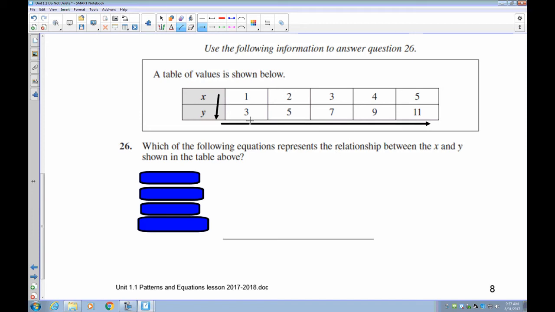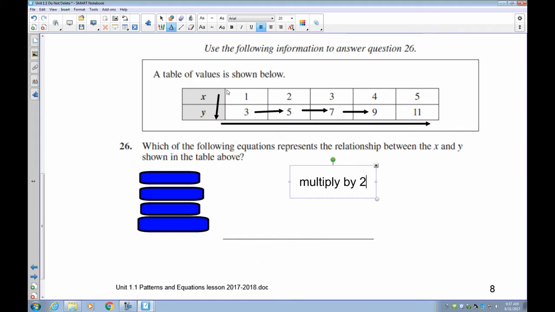All right. So if you're going up by 2s, that means that we're multiplying by 2. So that's our first step. Well, let's find out if it works. 1 times 2 is 2. We have a 3. So that means we have to add 1 in order to get to the 3. Let's find out if it works for the 2. 2 times 2 is 4, plus 1 is 5. 3 times 2 is 6, plus 1 is 7. So we know it works.